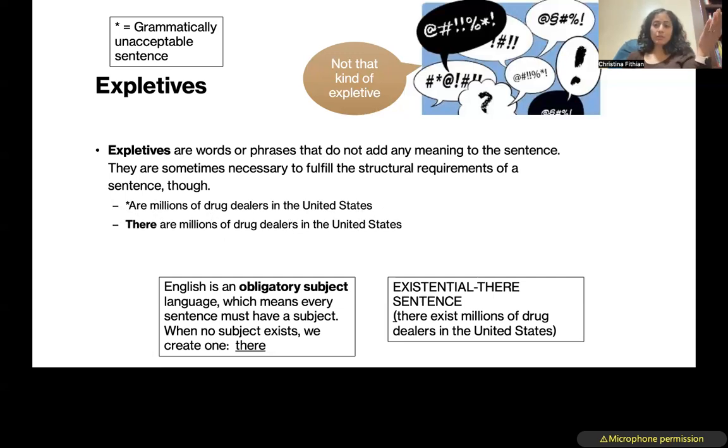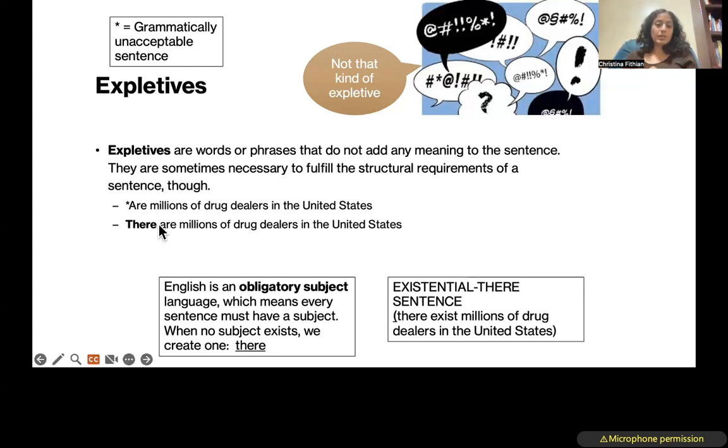Now, in many other languages, like Spanish, you can say this. Hay millones de narcotraficantes en los Estados Unidos. Are millions of drug dealers in the United States? It's literally how you would translate that sentence. But this is not grammatical in English. We can't just begin with the verb. We got to have a subject.